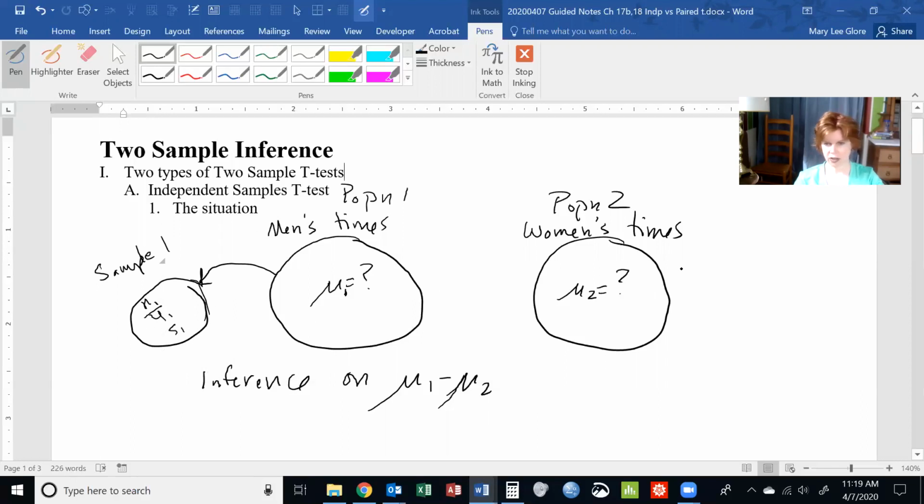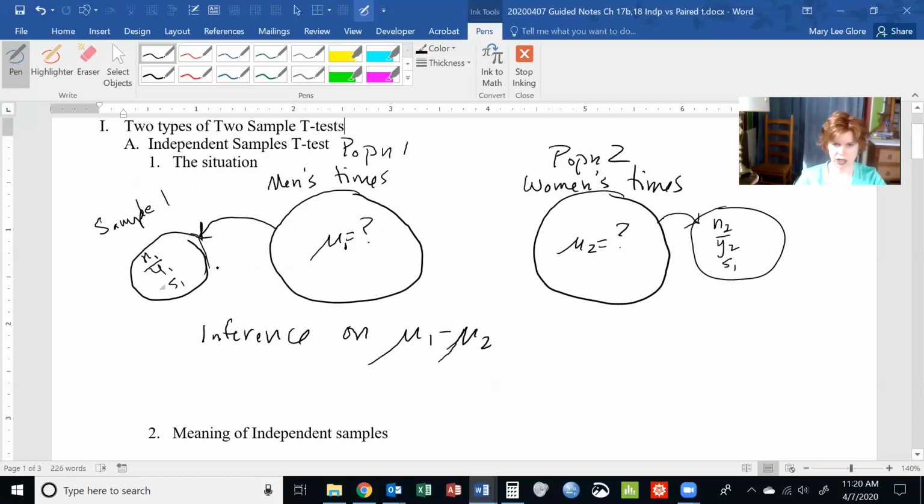And then I come over here, I'm going to take a sample of women, a good sample, an unbiased sample, and I'll have N2 women. So this will be the number of women in my sample. And I'll have the mean time that those women work out and the standard deviation, my measure of how spread out those times are. And so I'm going to do inference on the difference, right? So what I will use is to estimate this difference.